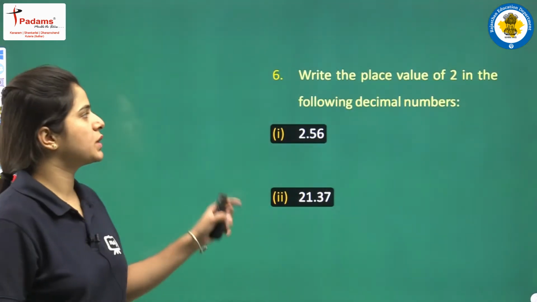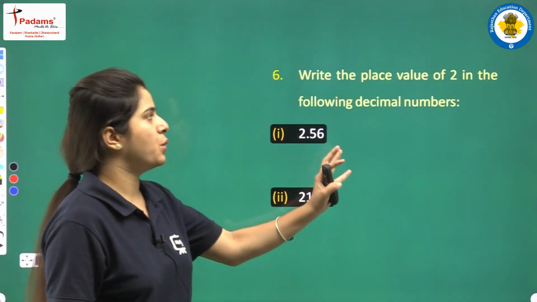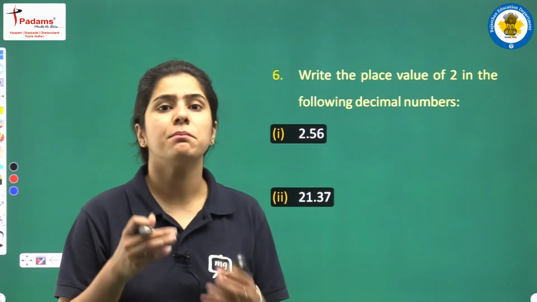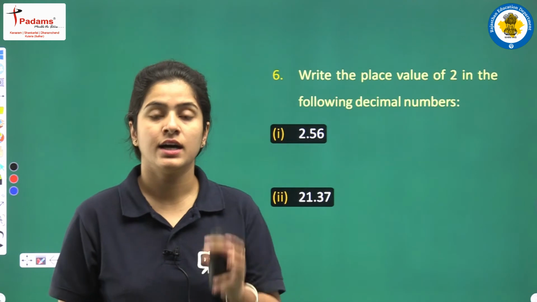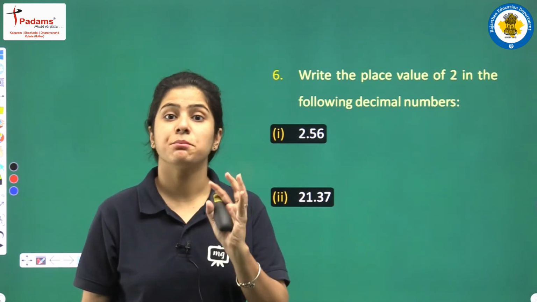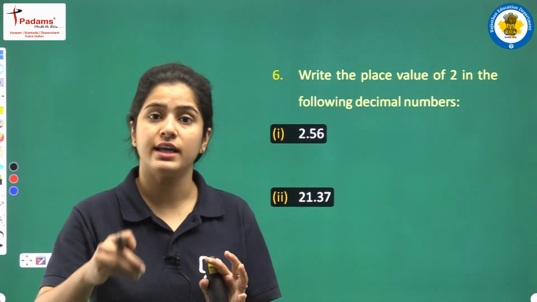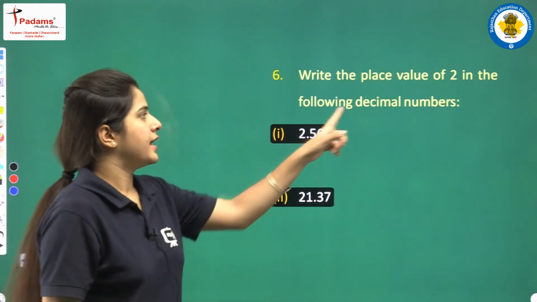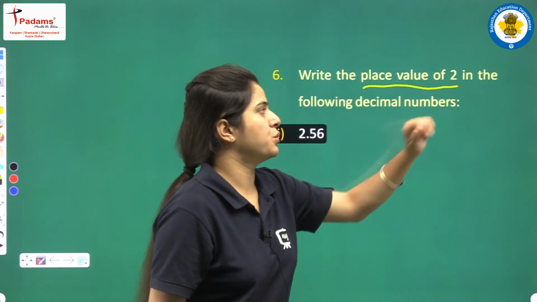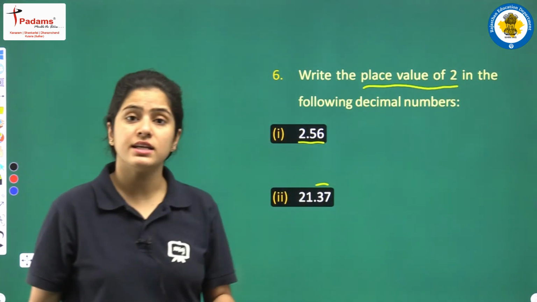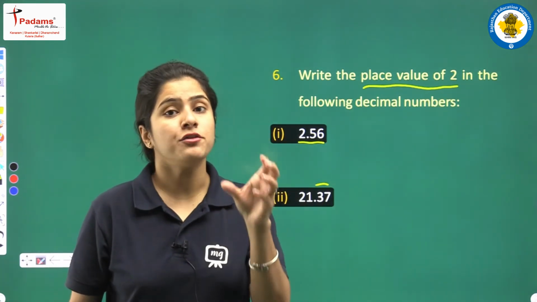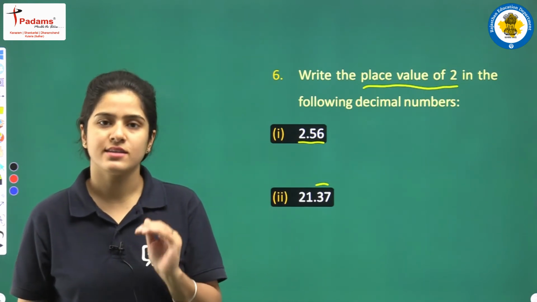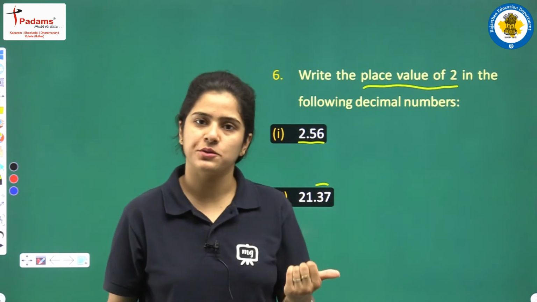The next question, students: write the place value of 2 in the following decimal numbers. What is the place value of a given number? The place value of a given number is the position of that particular number in the decimal number. For example, if we have to find the place value of 2 in this number, it is asked on what position, on what place 2 is standing. So this is what place value is all about.